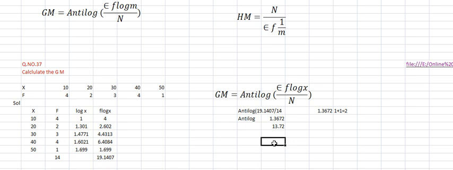I hope that this solution is clear to each one of you. Now after this I will give you another question that is based on the calculations. I think it is clear to each one of you. Then you write this one and send the answer to me. This was based on geometric mean. Remember, geometric mean for ungrouped data, right?